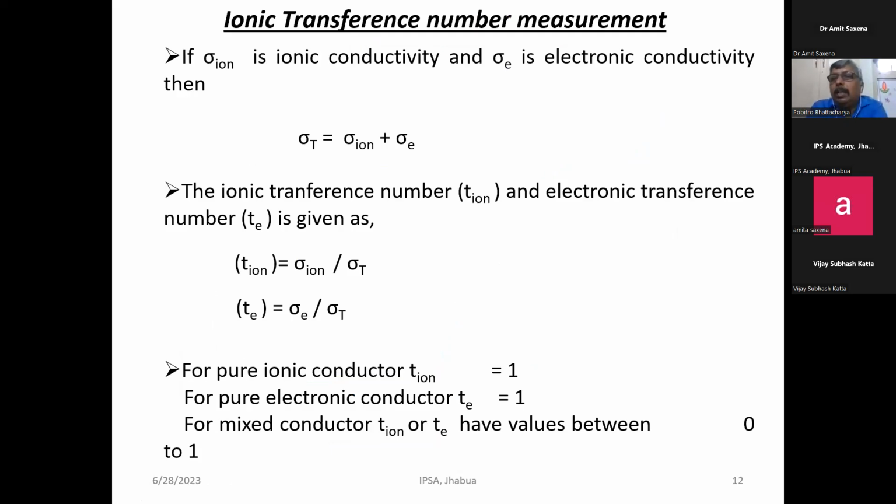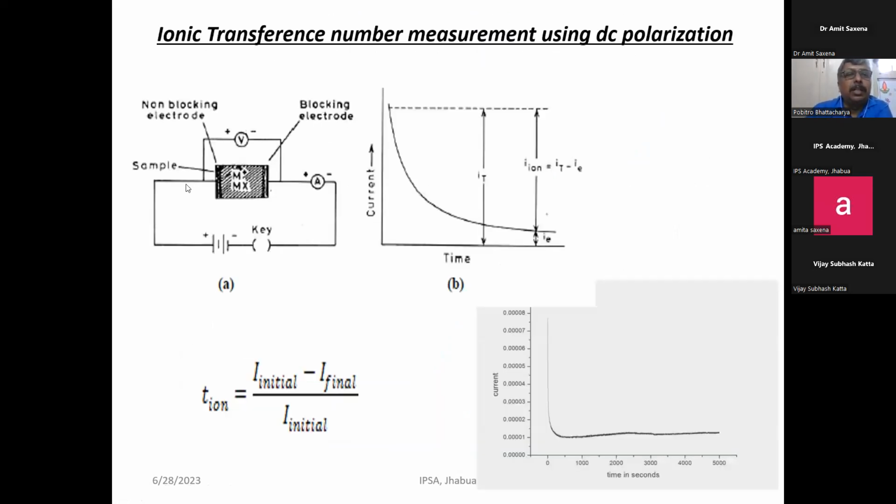Now here comes the ionic business. When we talk about an electrolyte, it should be a perfectly ionic conductor. Though we write that the total conductivity is sigma ion plus sigma E, we don't expect anything from sigma E. So the simplest way of measurement is the polarization technique.